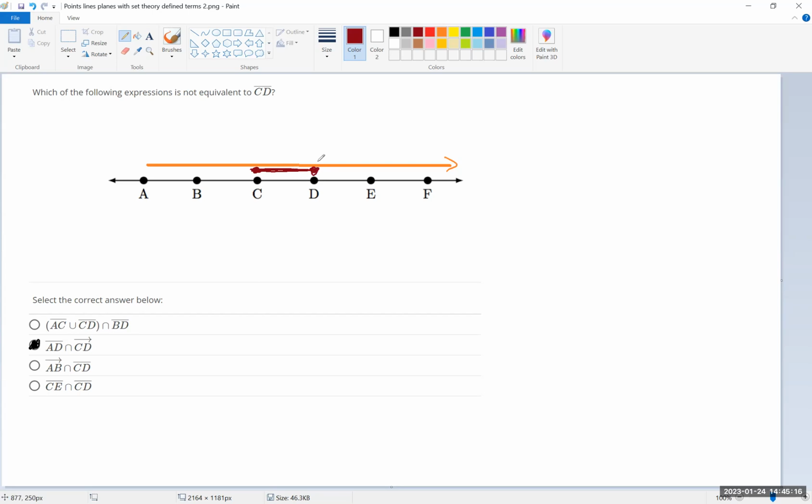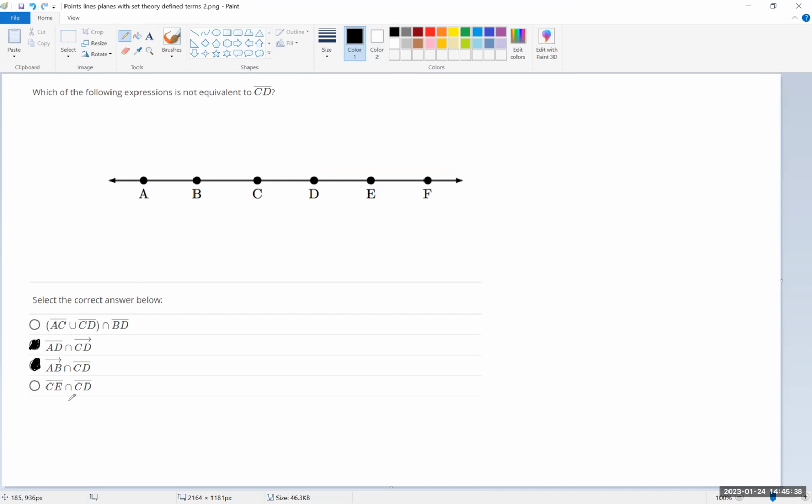So maybe I went a little too far there, but I think it still works. Well, they intersect right here, which is identical to CD. So that's also going to work. And I'm going to erase just because it can get real messy.